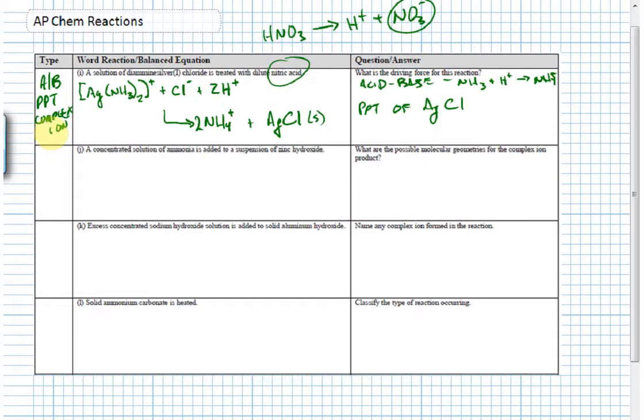A concentrated solution of ammonia is added to a suspension of zinc hydroxide. Suspension is just a solid that's been a heterogeneous mixture, solid liquid that have been mixed up really well. So suspension. Okay, if you let that suspension sit, guess what would happen? All of the zinc hydroxide would fall to the bottom. So a concentrated solution of ammonia, again, reacts with zinc hydroxide.